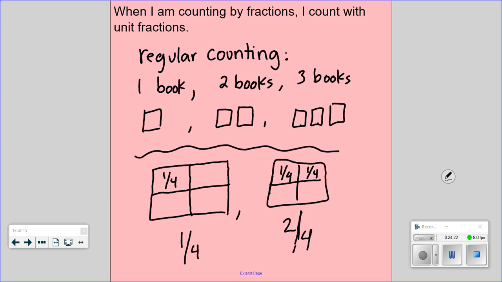These 1 section pieces, this right here, that is called a unit fraction. A unit just means that's what you're counting by. So if I'm counting by halves, then my unit is halves. If I'm counting by tenths, my unit is tenths. So I would just say 1/10, 2/10, 3/10, 4/10. Red fish, blue fish. Those are my unit fractions. It just tells me what I'm counting by.